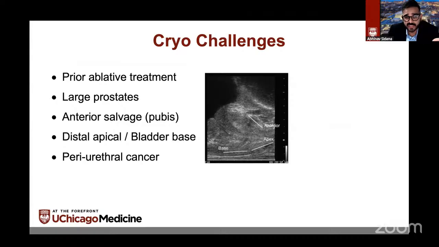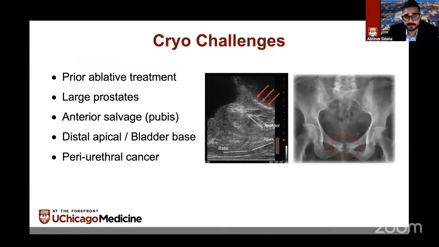In salvage cases, especially for anterior recurrence after brachytherapy, care has to be taken to avoid damage to the pubis, because it can result in a fistula to the urinary tract from the pubis bone. Finally, in case of distal apical tumors, as we previously discussed, cryo can cause a lot of spread of ice ball outside the capsule.